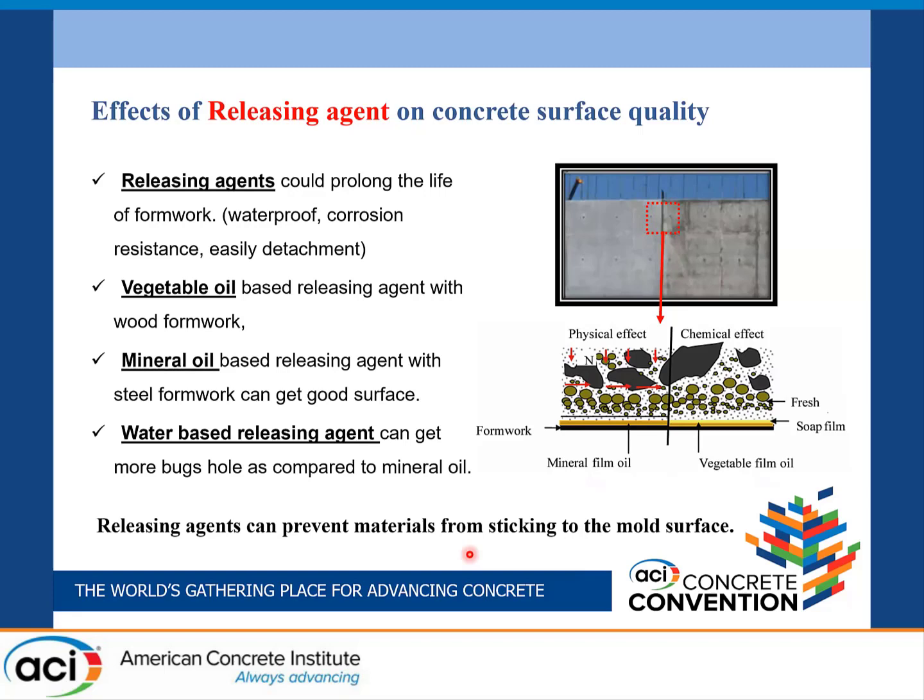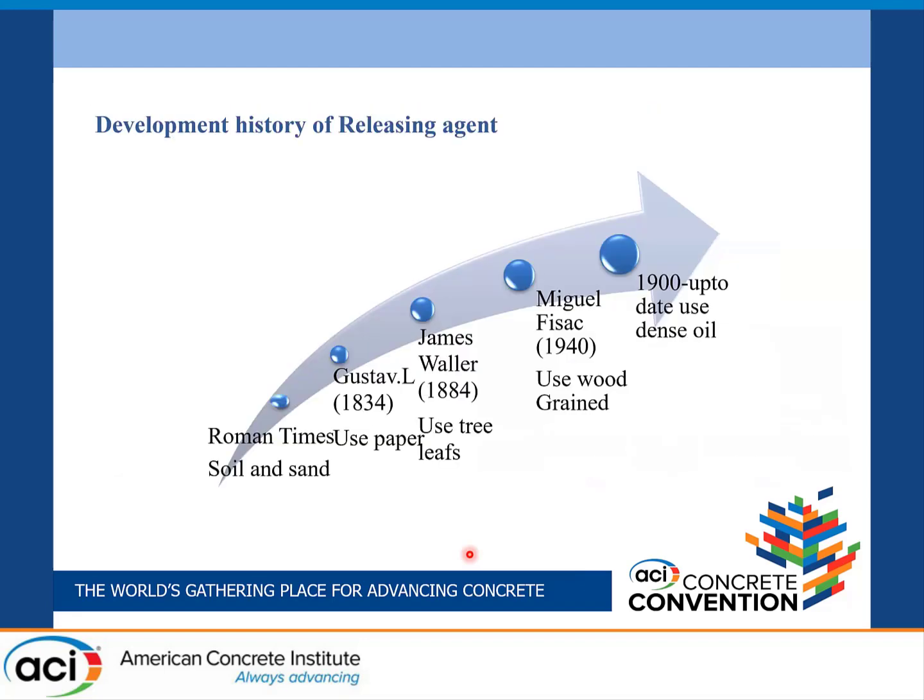Let me discuss a short history of the releasing agent. From the time of the Romans, they prepared stones and lime mixed together and cast it in a mold. But when they removed the mold, the surface of the concrete was totally damaged. So they used soil and sand to prevent sticking.